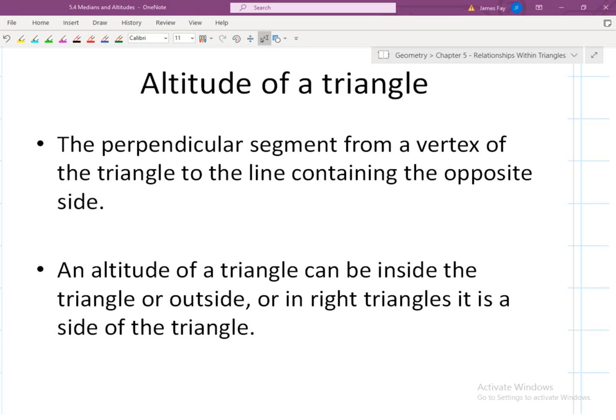We are going to talk about altitudes of the triangle today. Now, altitudes become, not just for this section, but for all shapes beyond triangles, a critical component. So understanding what an altitude is going to be very important.